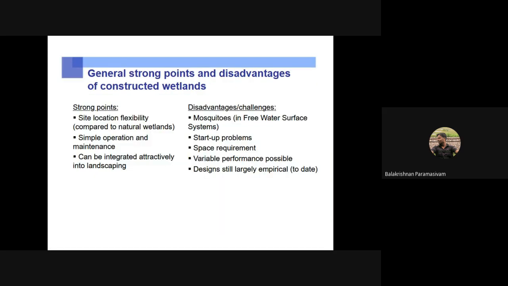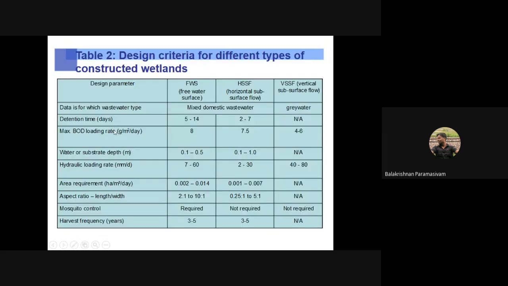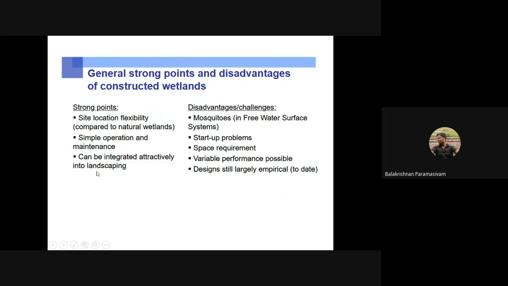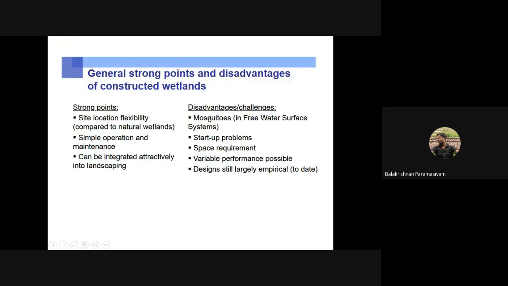So this is the strong point: site location, simple operation and maintenance. We don't provide any electrical or mechanical equipment, electromechanical equipment. It is simply working on natural treatment. The only thing is we give the influent, and the effluent will also come by gravity itself. So there won't be any electromechanical equipment, and it can be integrated into landscaping. Attractive landscaping. So we can provide this as a landscaping activity in any commercial or industrial business.